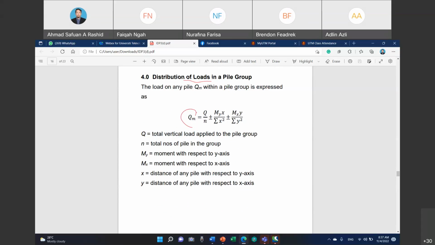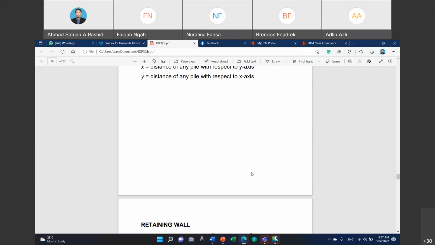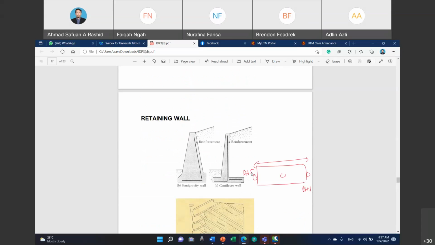Okay. So it's better for you to come up to this discussion. Okay. At least you can address the issue of the eccentricity. Okay. So then we move to the retaining wall. Okay.